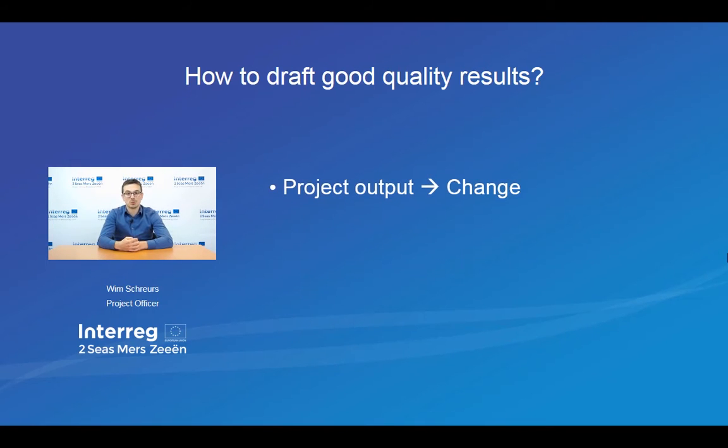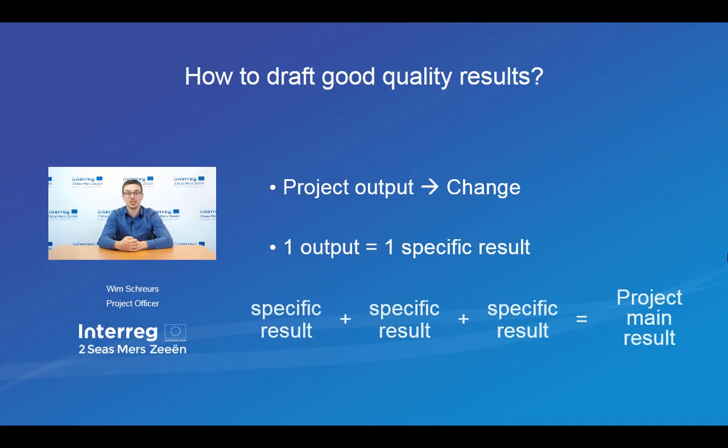Your project output will lead to change, will contribute to your program objective. One output stands for one specific result. Even though it's possible that there are multiple results that you can imagine for one output, try to make sure that you identify the main specific result, the main specific benefit of a given output. The logic should be that adding up all these results, taking them together, integrating them, will lead to the project main result. And this project main result, of course, relates to your project objective.